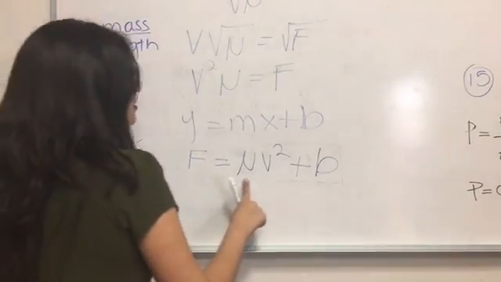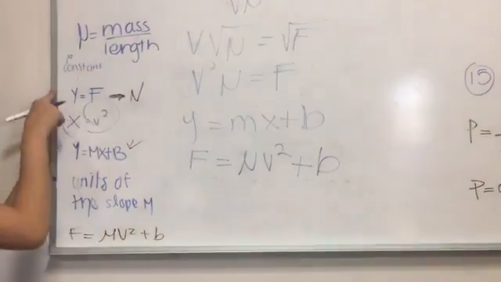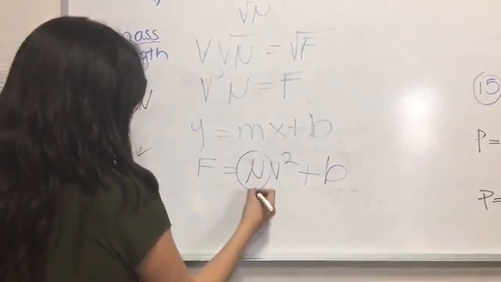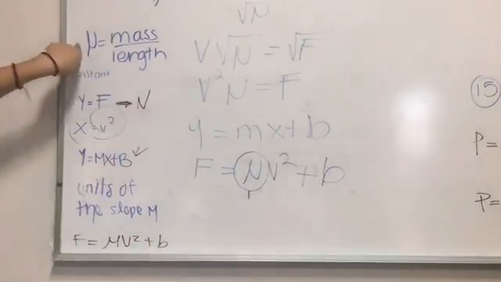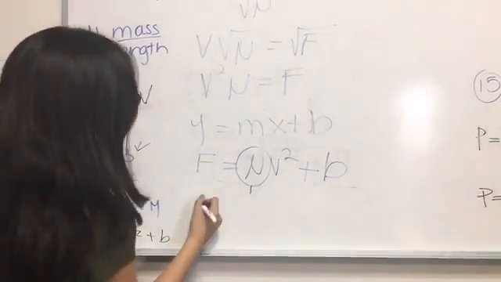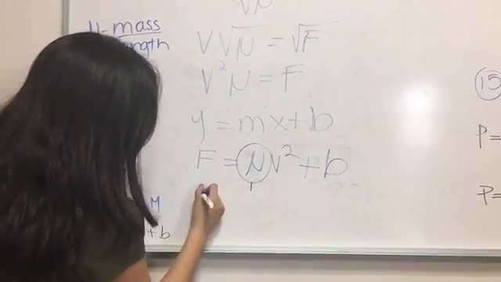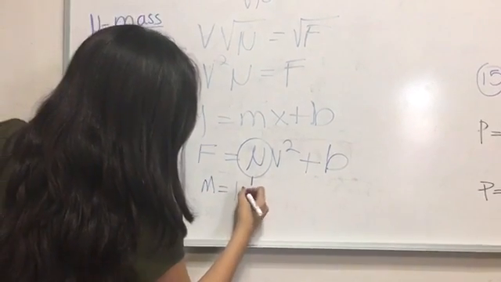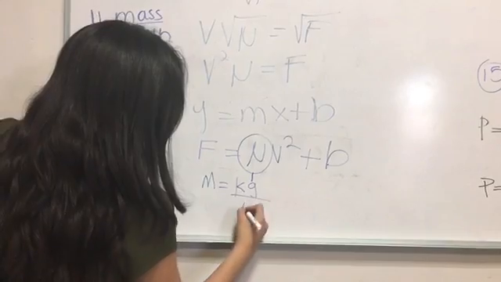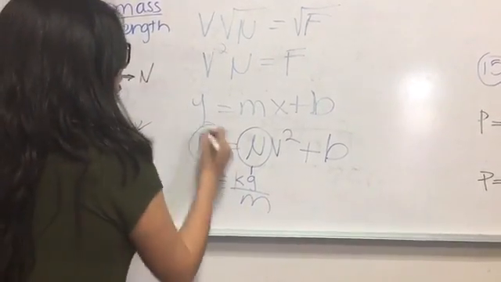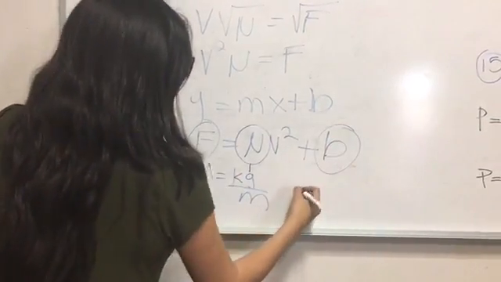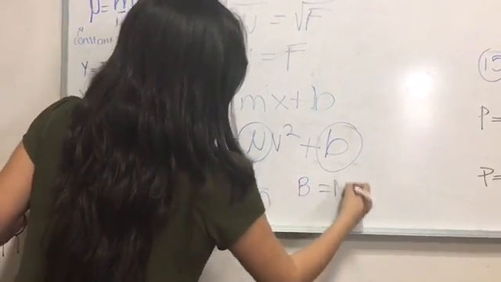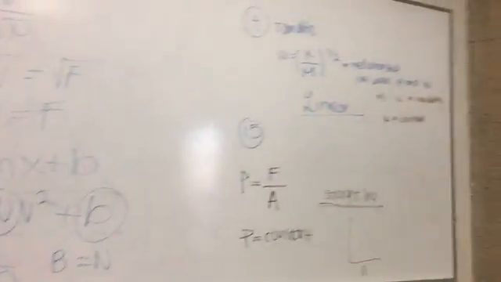Okay, so we have this equation using the values that the problem gives us, and then we can say that mu, as the problem tells us, is mass over length, so the m units are kilograms over meters, and the force given by B is given in newtons. And that's how we get the answer.